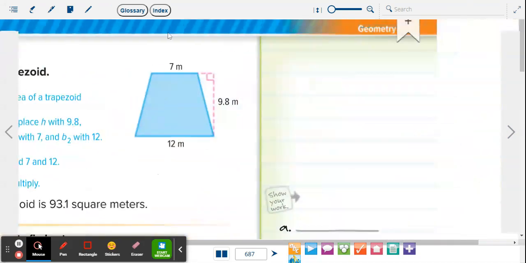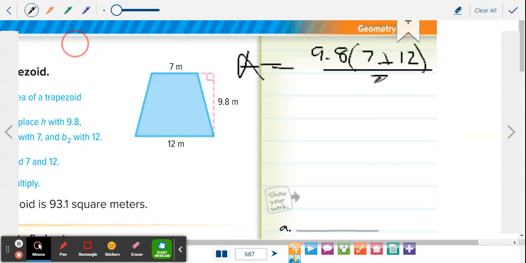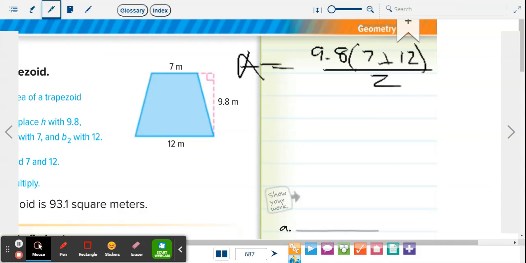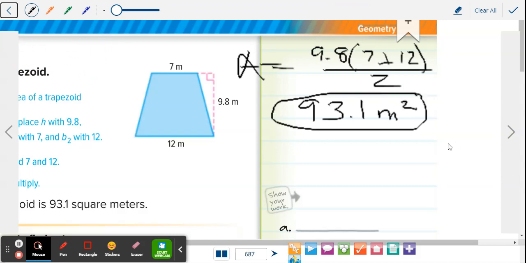So on the next page, the other example here. Okay, so we're doing the same thing. All right, what is our height? 9.8. What's base 1? 7. And base 2? 12. So do 7 plus 12, which is 19, times 9.8, and then divide that by 2. 93.1. What's our label? Meters squared. And there's your answer.